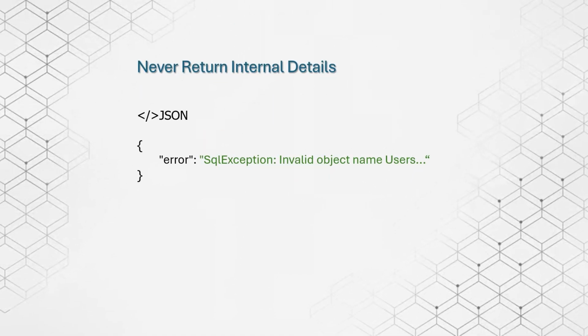Never return raw exception messages, stack traces, database errors, connection details, or internal file paths to API clients. These details can expose sensitive information and make your application easier to attack.